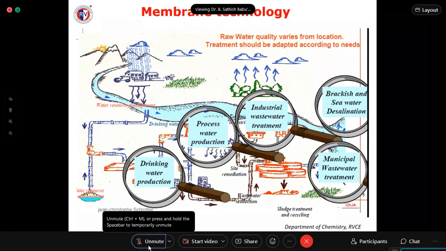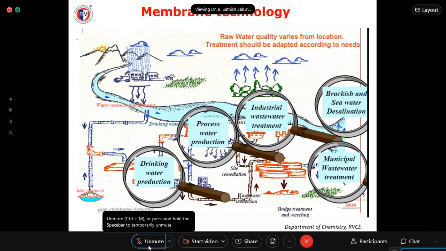Sometimes you will not be getting water from other sources like borewells and lakes. You have to use sea water, right? Sea water is also called brackish water. So how do you convert this sea water into potable water, or water which can be used for domestic purposes? You have to go for desalination. You have to use membranes and subject it to desalination.